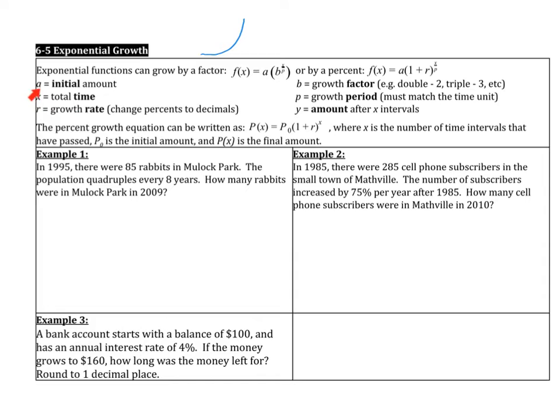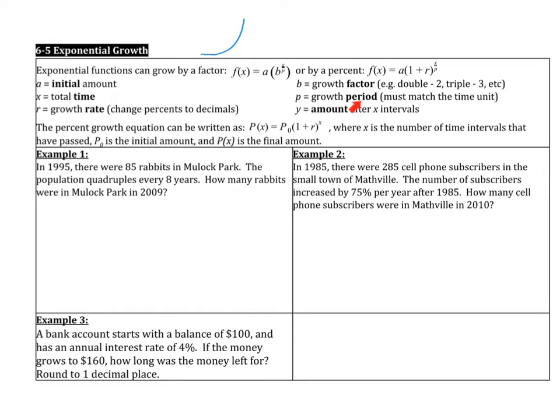So the letters: the a represents the initial amount. The x, that's the numerator in the exponent, represents how much time has passed. The r in this example would represent the growth rate, and it would be given to you as a percent. You would have to change it to a decimal. The b in this question would be the growth factor. So if it was doubling, b would be 2. If it was tripling, b would be 3.